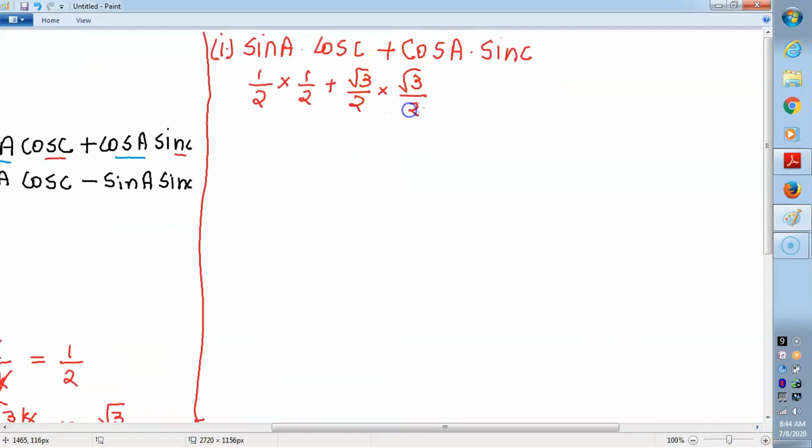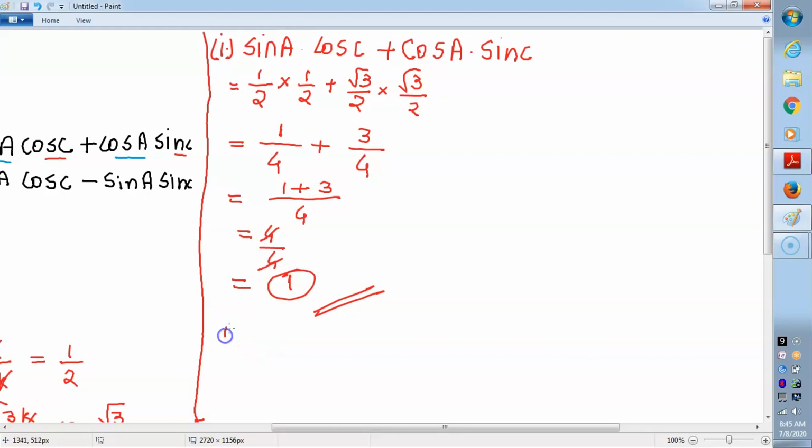Now, what is the rule? First we have to multiply, then we'll add, according to the BODMAS system. Okay, so 2 2s are 4. First we'll multiply: 1 1s are 1, plus 2 2s are 4 and root 3 into root 3 will be 3. Now we can add both the terms. LCM will be 4 and numerator will be the same, 1 plus 3. So we'll get 4 by 4. It means our answer will be 1.